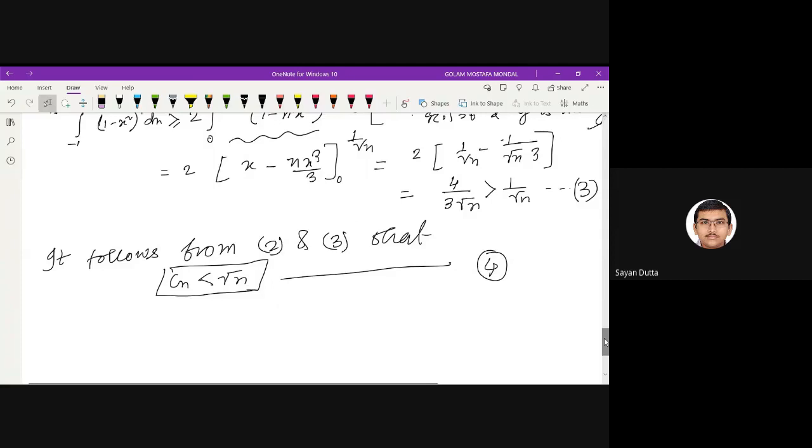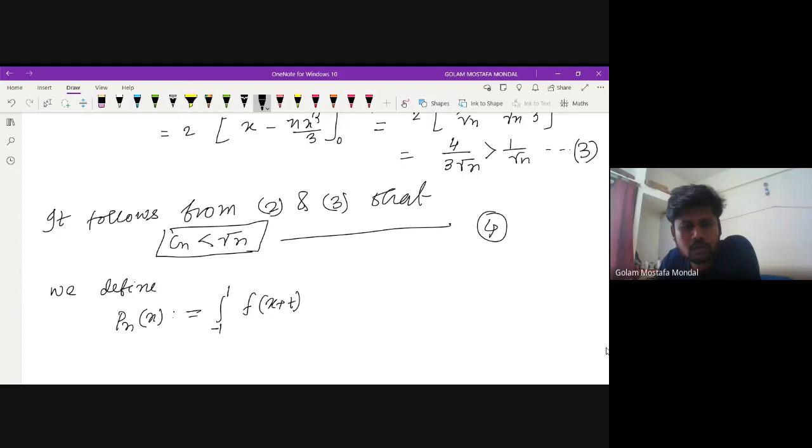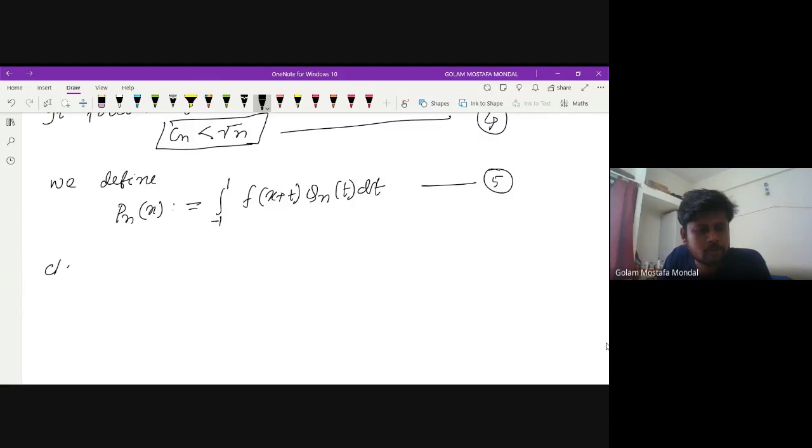So now we define our polynomial. Define Pn x equal to, on minus 1 to 1. Okay, so before going to define this polynomial, right, this is 5. We need another estimate. So claim: take delta greater than 0. So let delta greater than 0 be a positive real number.